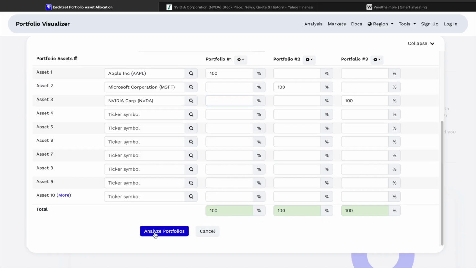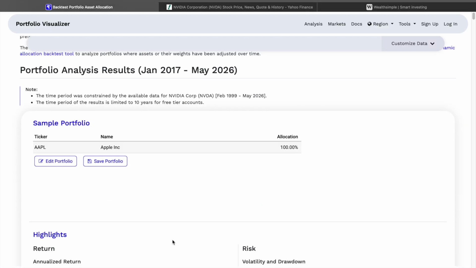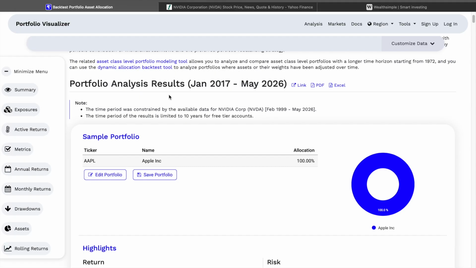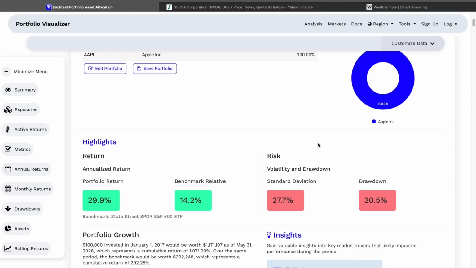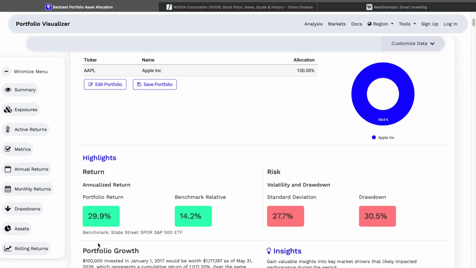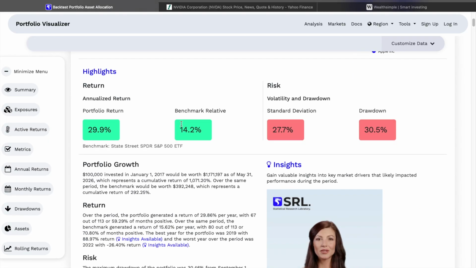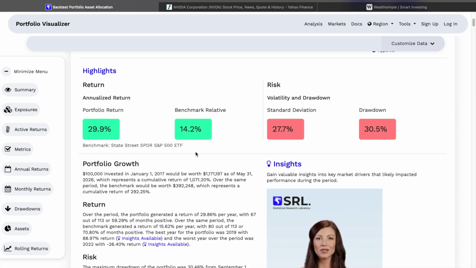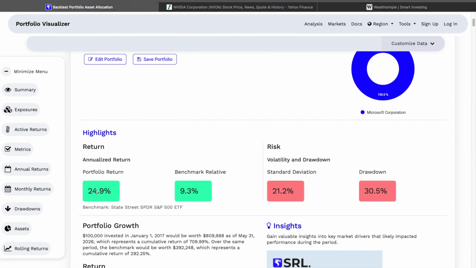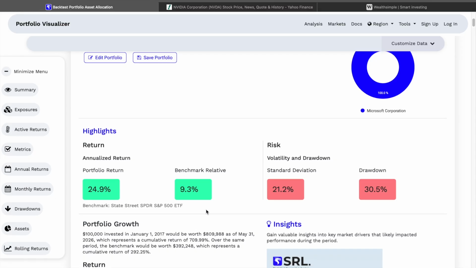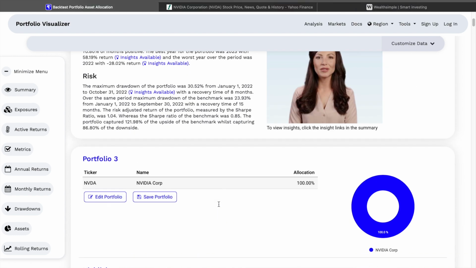So I'm going to click Analyze Portfolio. So the portfolio analysis is from January 2017 to May 2026. So here in Apple, the annualized return is 29.9%. The benchmark here is the SPY, as we know before. Benchmark relative is 14.2%. So that means that Apple outperformed the SPY. All right, Microsoft. So let's see here, 24.9%. Benchmark relative, that's what it says here, 9.3%.